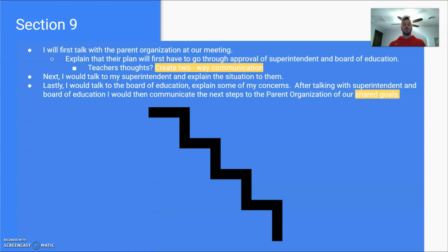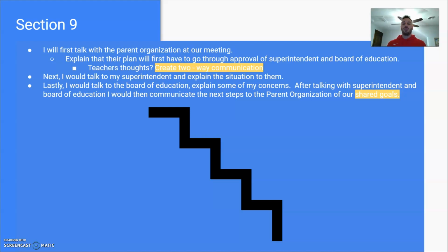Section 9. So steps. I'll first talk with the parent organization at our meeting, explain that their plan will first have to go through approval with our Board of Education and superintendent. And I would also ask them to maybe get a teacher involved in this whole process, maybe ask them to serve on the organization, or as a director, or some way to get the teachers involved. Next, I would talk to my superintendent and explain the situation to them, just ask their thoughts and get a feel for where they think my next step should be.